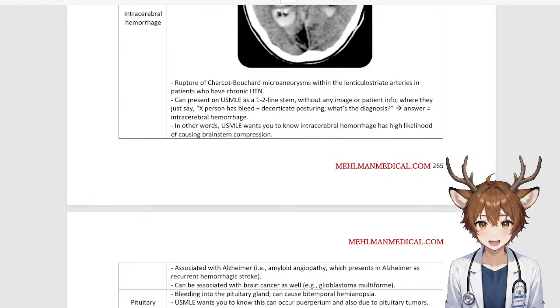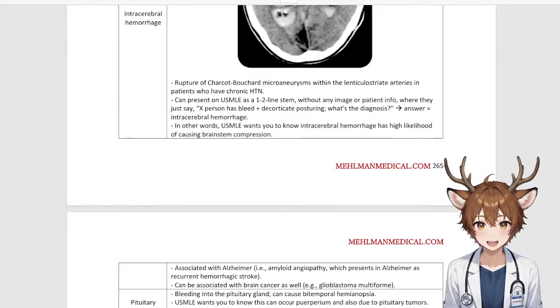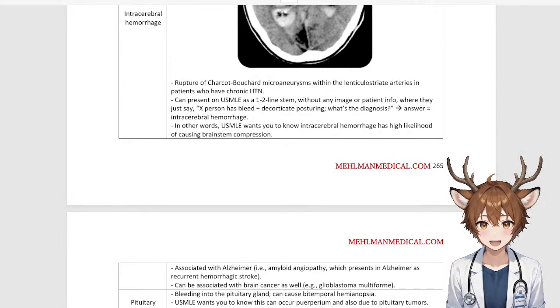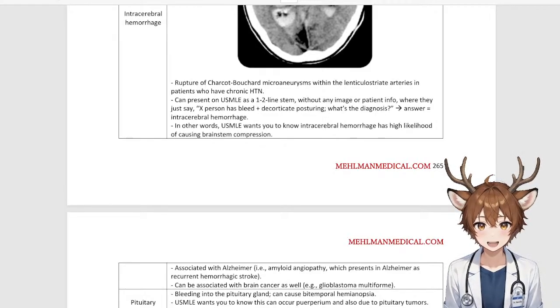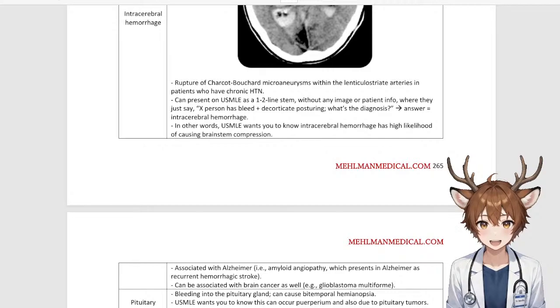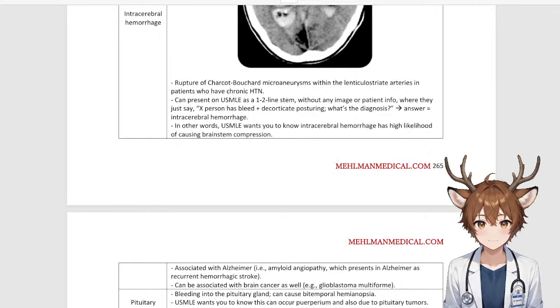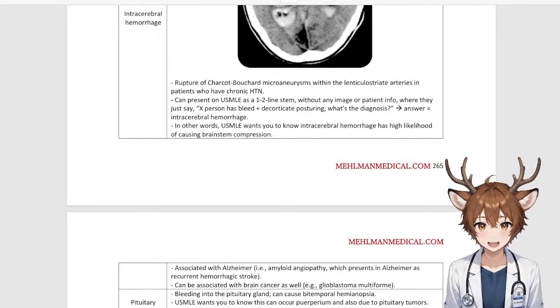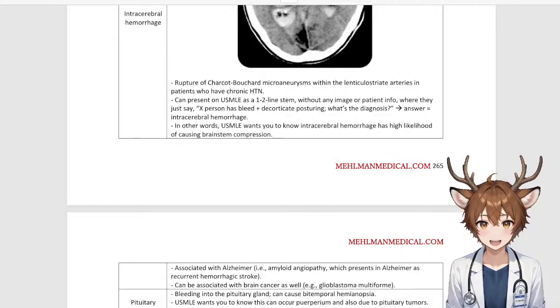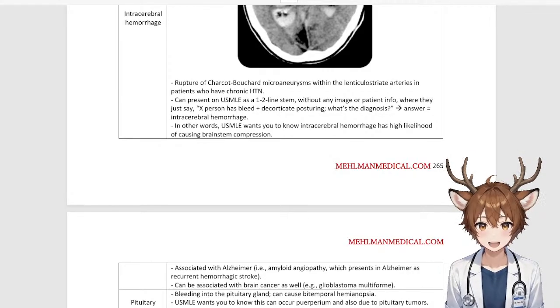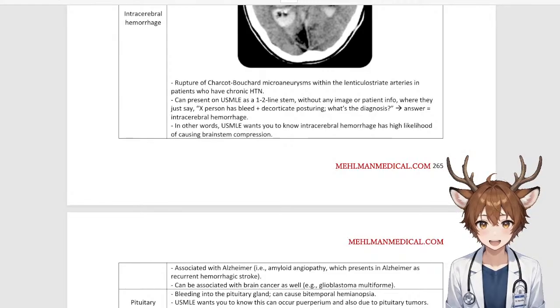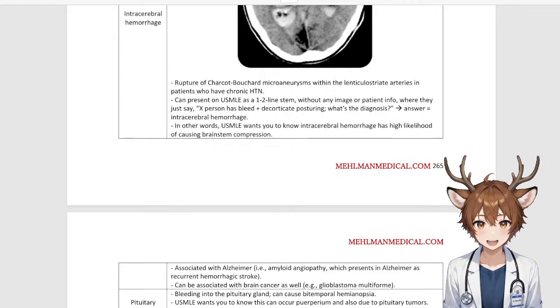Pituitary apoplexy, bleeding into the pituitary gland, can cause bitemporal hemianopsia. USMLE wants you to know that this can occur in the puerperium and also due to tumors. A Step 2 CK form gives a bitemporal hemianopsia in a woman who just gave birth, where pituitary apoplexy is the only answer listed that could cause this visual pattern. So again, bleeding into the pituitary gland can cause bitemporal hemianopsia.